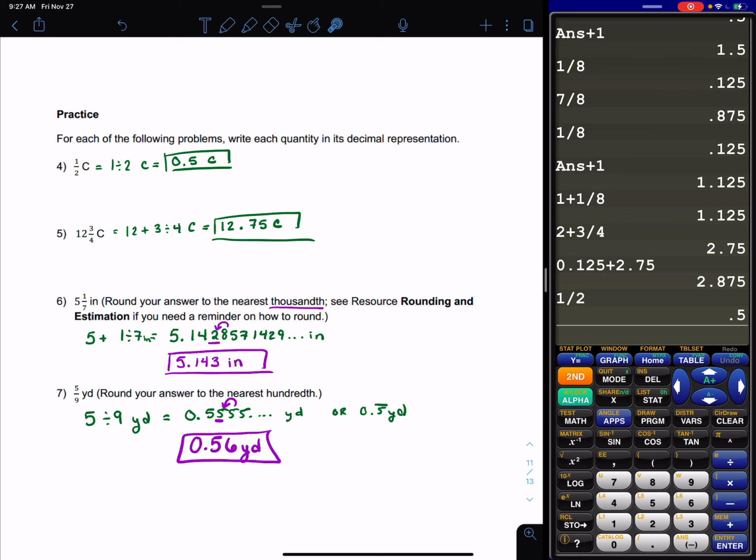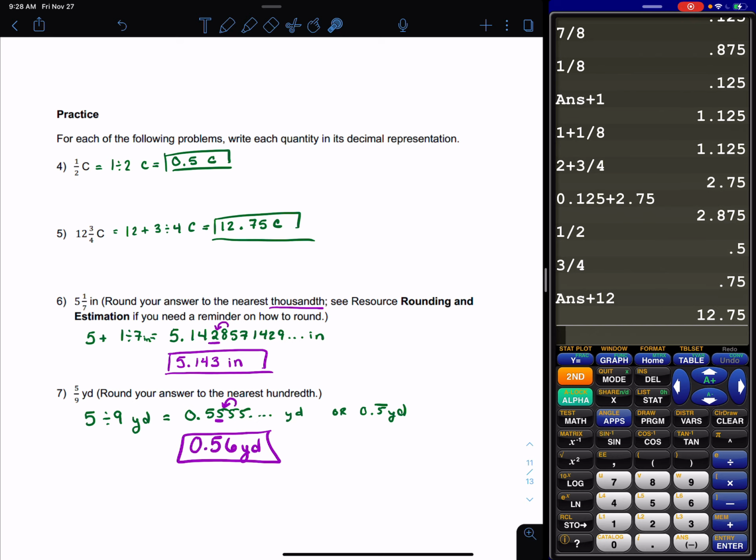If we look at number 5, where we have 12 3/4 cups, we're going to do that 3 divided by 4 to get 0.75 and add the whole number part, the 12. So we'll end up with 12.75 cups, or 12 75/100 cups.